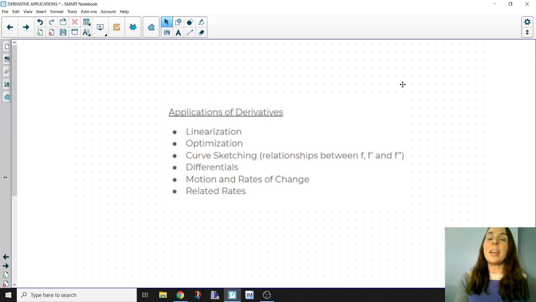Now, these are the applications of derivatives that we typically look at in AP Calculus. We look at things like linearization, optimization, curve sketching, differentials, motion and rates of change, which is actually something that I already did some videos on, and finally related rates. And I'm going to just touch on each of these today very briefly to hopefully give you an overall picture of what an applications of derivatives unit would look like as you study calculus.